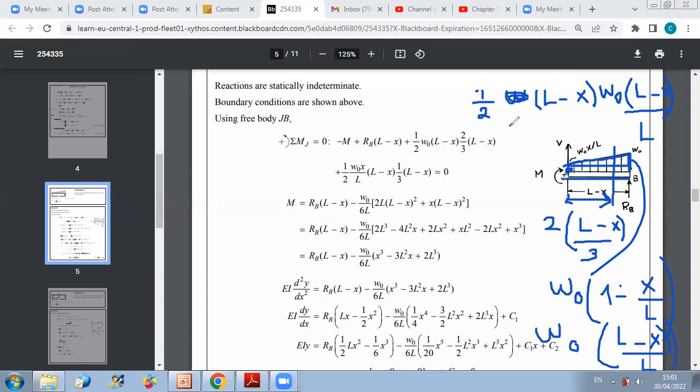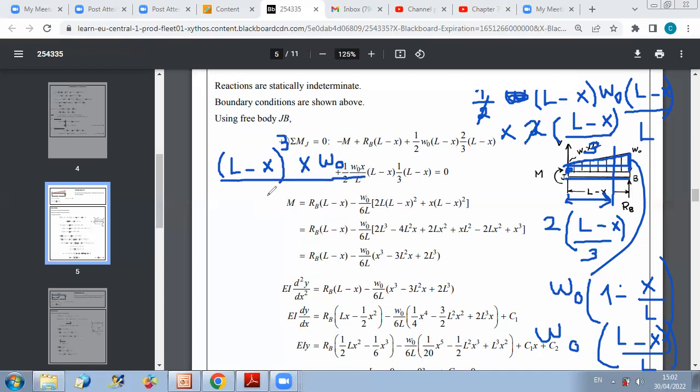So now in total, when you multiply by 2 times L minus x over 3, you'll get the following result. 2 and 2 will simplify. You have L minus x cubed. So in total, the moment of the triangular load will be L minus x cubed times omega 0 over 3L.